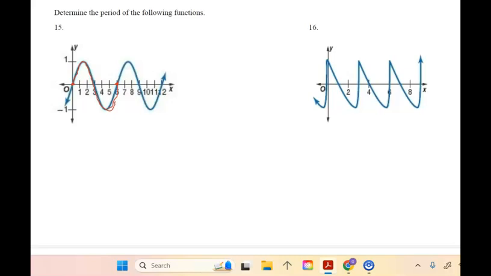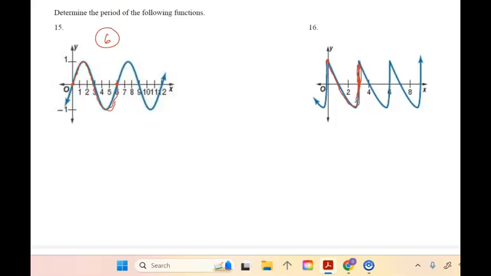And how long is it from start to finish of that pattern? Well, I started at 0, I stopped at 6. So the answer for number 15 is 6. On 16, I'm going to just start here. It really doesn't matter where you start. And let's see if we can tell when that pattern stops and then starts again and just keeps on repeating.